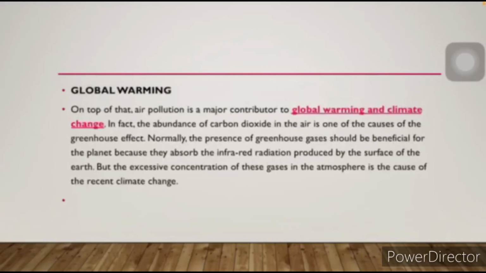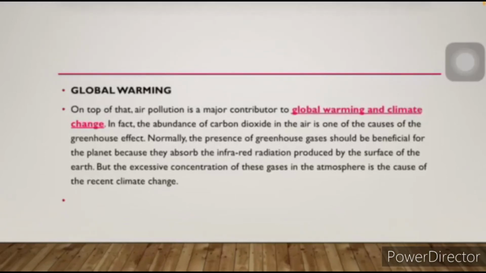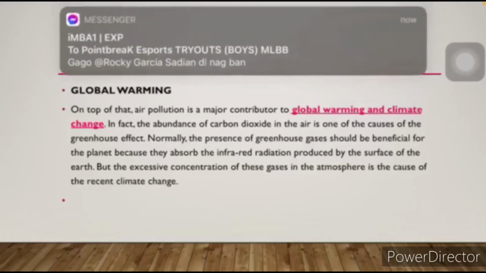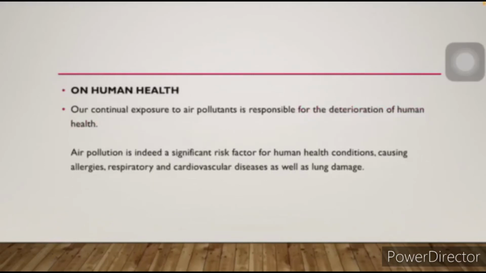Global warming. On top of that, air pollution is a major contributor to global warming and climate change. In fact, the abundance of carbon dioxide in the air is one of the causes of the greenhouse effect. Normally, the presence of greenhouse gases should be beneficial for the planet because they absorb the infrared radiation produced by the surface of the Earth, but the excessive concentration of these gases in the atmosphere is the cause of the recent climate change.